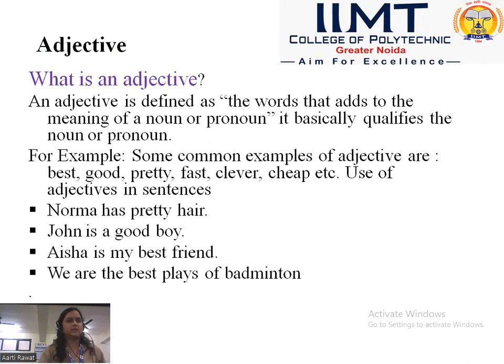Now adjective. What is an adjective? Adjective is defined as the word that adds to the meaning of a noun or pronoun, and it basically qualifies the noun or pronoun. For example, some common examples of adjectives are best, pretty, fast, clever, cheap, etc.